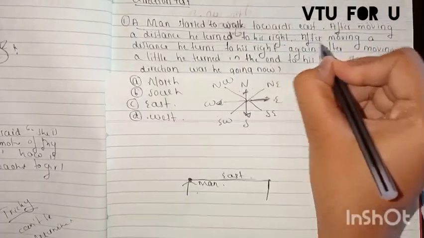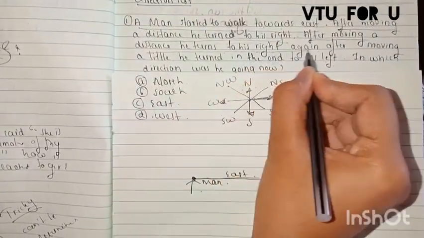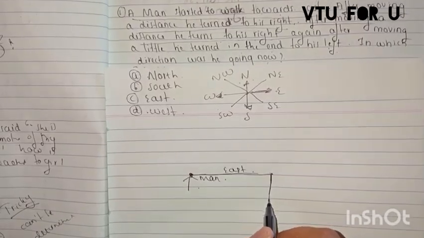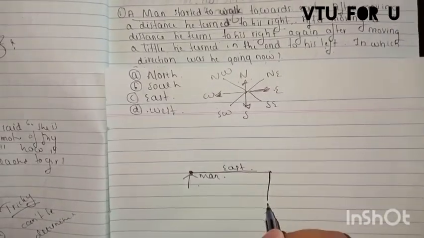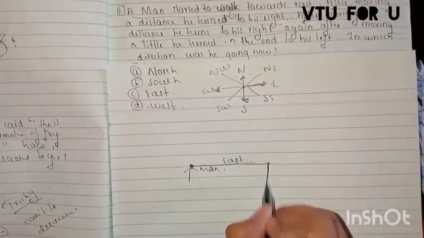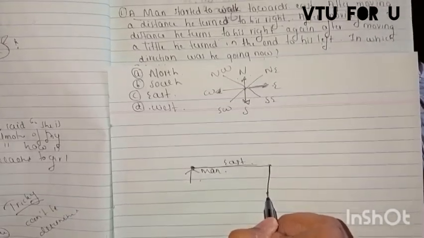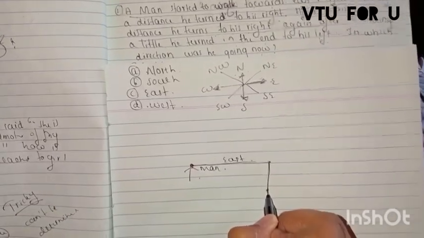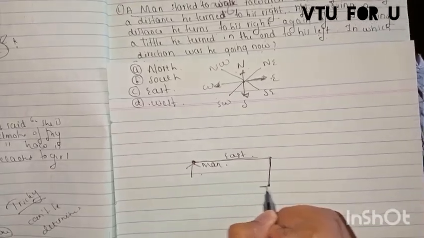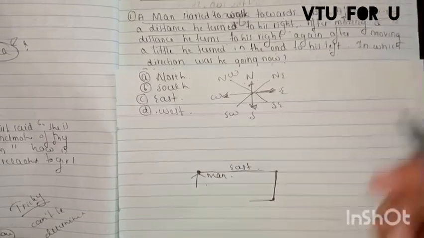Then next, after moving a distance, he turns to his right again. Again after moving a little distance, he is going to turn right. So what is this part? This is south. Consider yourself standing on the south side, and think which is your right-hand side. Simply this is your right-hand side there. Again you are going to turn right.